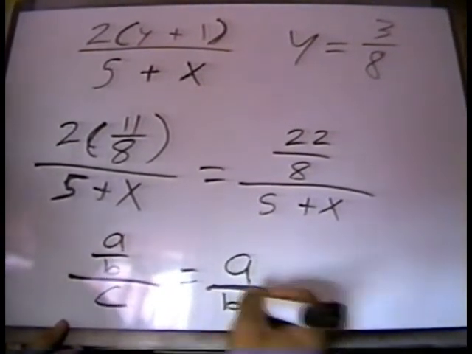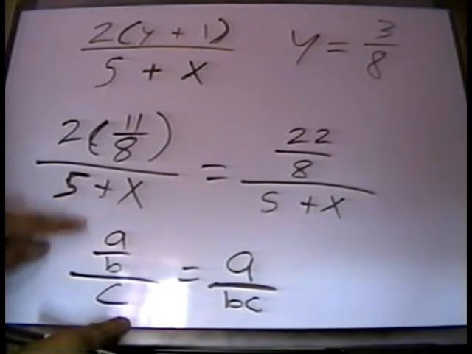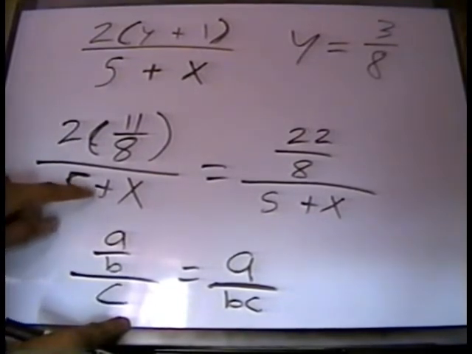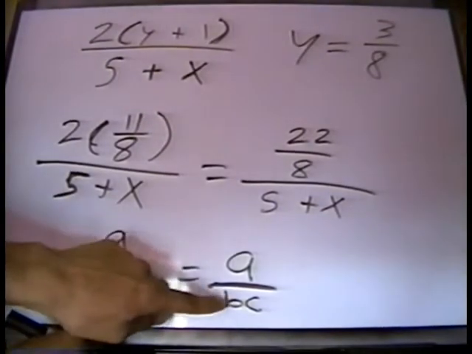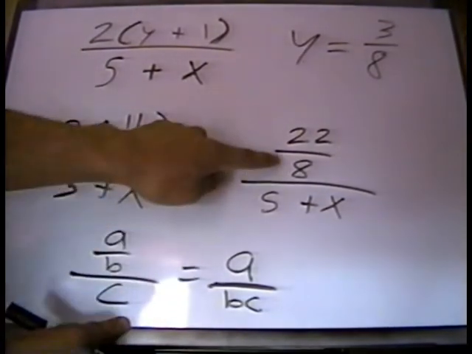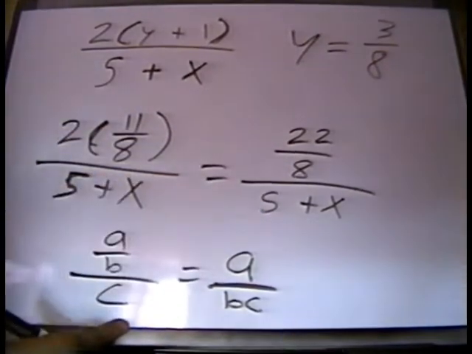becomes A times BC. Here, for our discussion, C is represented by 5 plus X. So here, B multiplied by C means that you take 8 and multiply it by not just 5, but it is multiplied by 5 plus X.